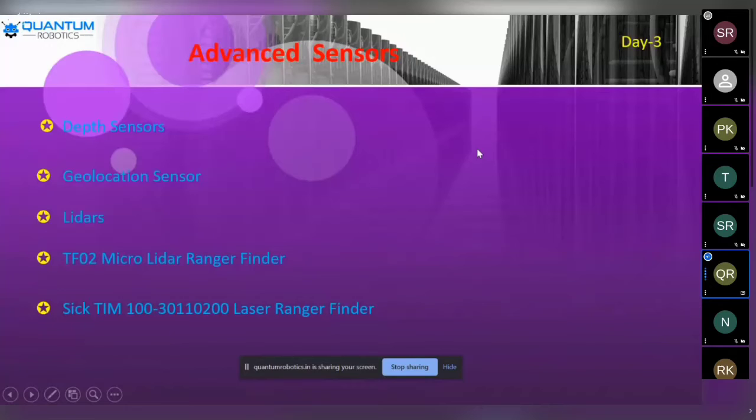Yeah, good evening all. Today is the section of day 3, and today we are going to learn about a different type of sensors, the advanced sensors nowadays used in robots. And not only in robots, the advancement in technology is using this type of sensors, and till now we didn't know about them.